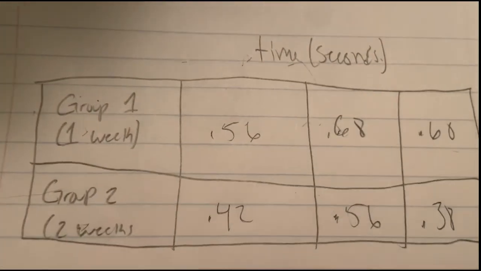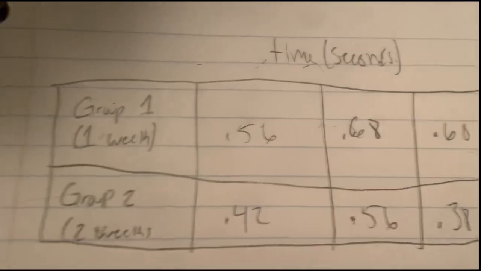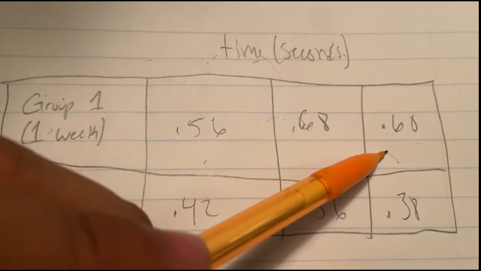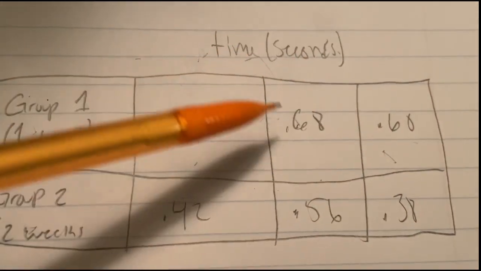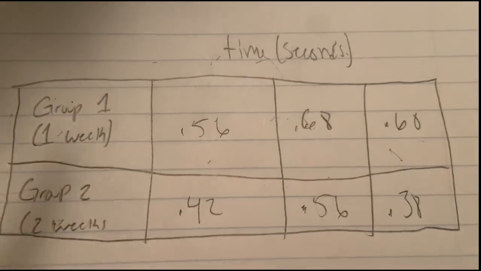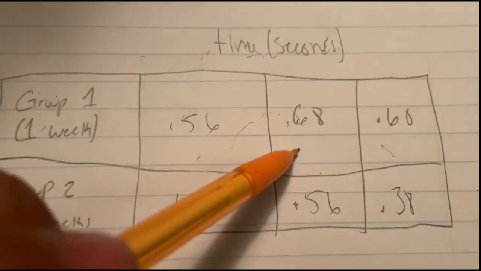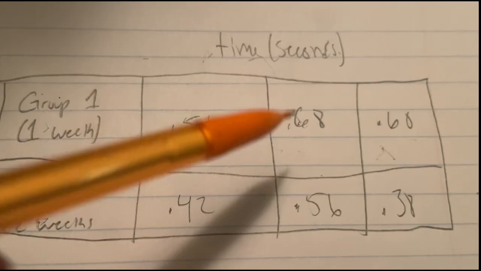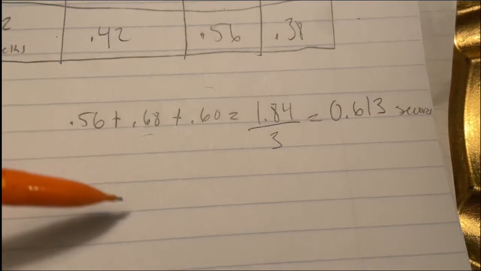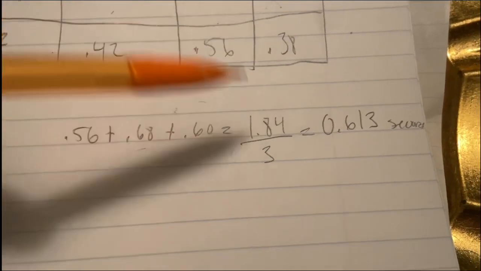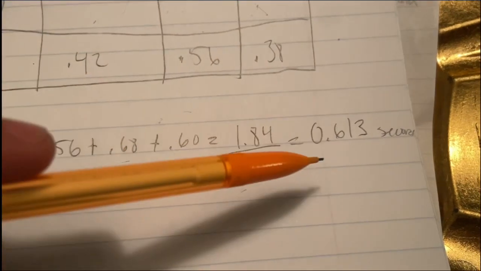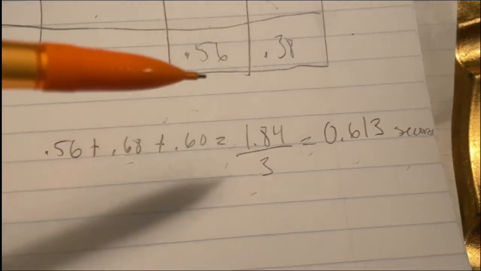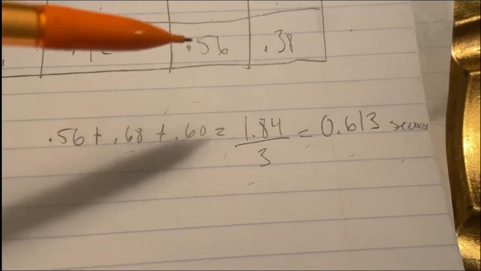And now what we're gonna have to do is find the means of each of these groups. And how we find the mean is by adding up all these numbers and then dividing it by the total amount of numbers. So for group 1, I'm gonna be adding 0.56, 0.68, 0.60, and then dividing that sum by 3. So after adding all our values for group 1, we divide it by 3, and we get 0.613 seconds. So group 1, which was the bananas which were buried for 1 week, had a mean breaking time of 0.613 seconds.